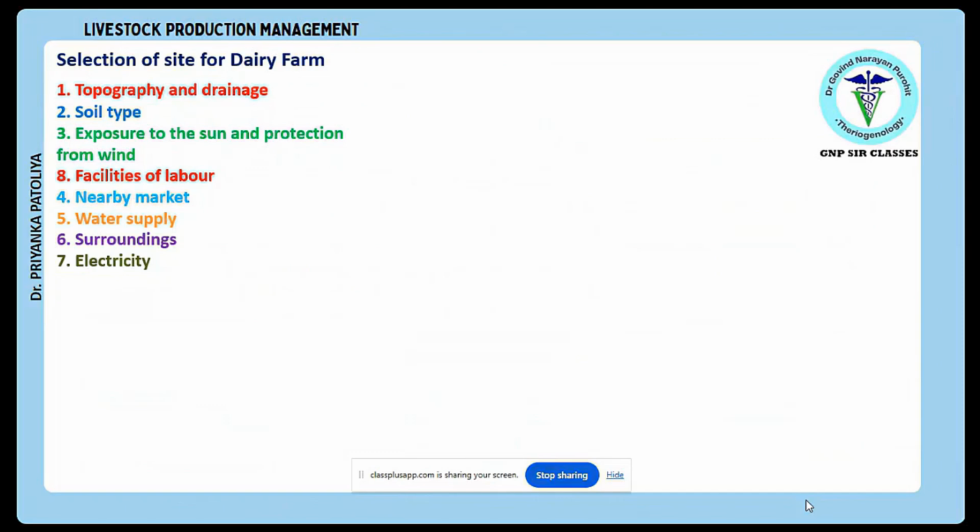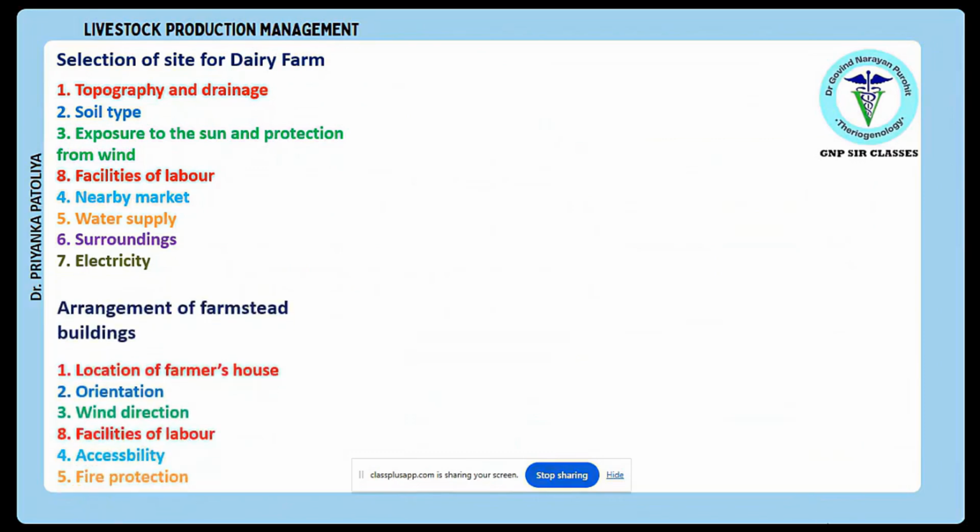The area should be easily accessible to labor, so that we can get labor easily. A nearby market should be easily accessible so that we can purchase things like feed and fodder, or we can sell the products like milk, meat or whatever. Water supply should be there because we need more water for doing the farm activities. Surroundings should be noise free, pollution free, with an ample and good supply of electricity for running the various machinery in the farm.